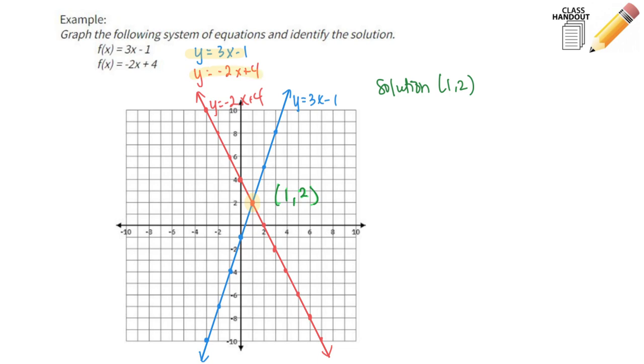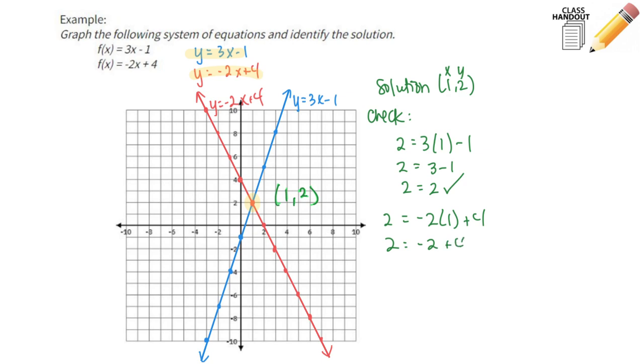So to check, we're going to plug it into both equations. Remember to plug the first number in for x, the second number in for y. Starting with my first equation, it's 2 equals 3 times 1 minus 1. So that's 3 minus 1, so 2 equals 2, so that's good. Now I'm going to check the second equation. It's 2 equals negative 2 times 1 plus 4. So that's negative 2 plus 4, 2 equals 2, and that's true. Since it made both equations true, that's how we know that this is the correct answer.